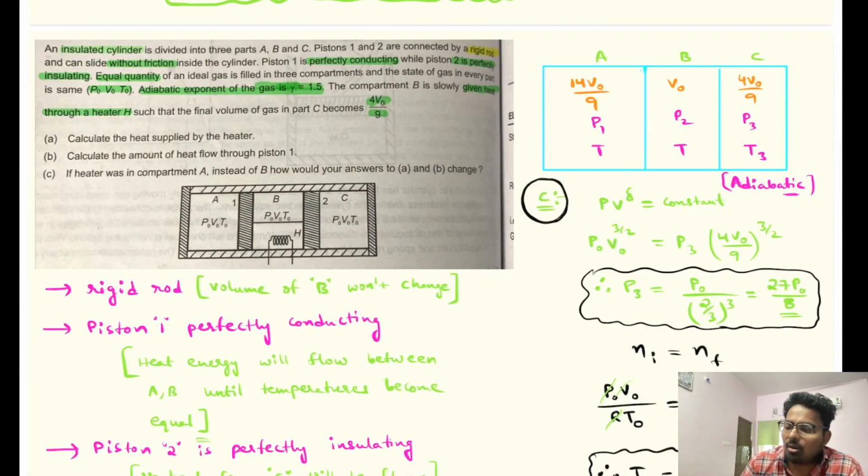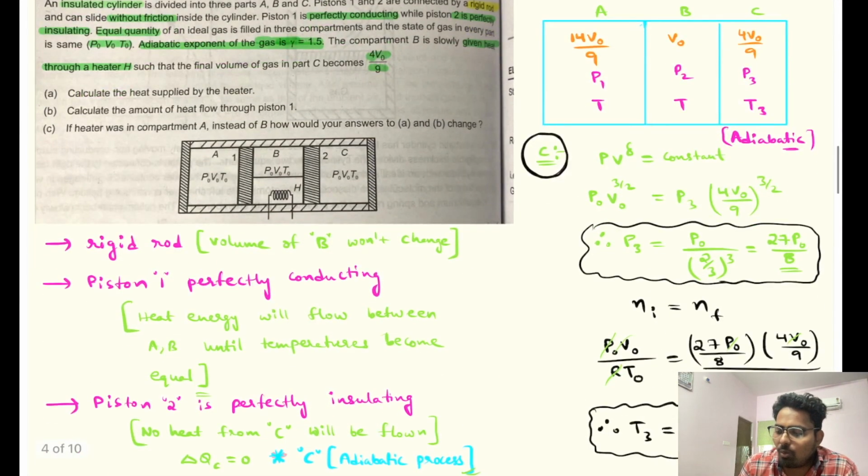Why? Because I need to find the amount of heat supplied by the heater. Some heat will be taken by compartment B. As it is perfectly conducting and this part is not conducting, no heat can flow through here. It's an adiabatic process, but of the heat that I have given, some heat will go into compartment B, and some heat will go into compartment A.